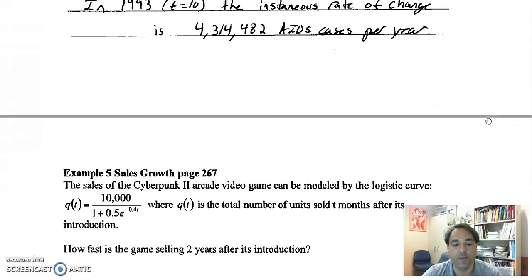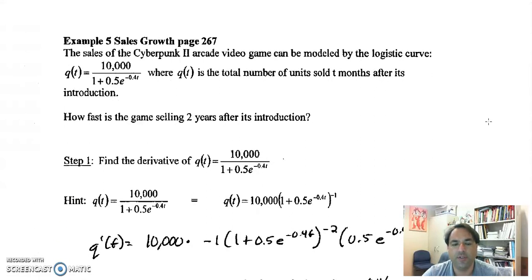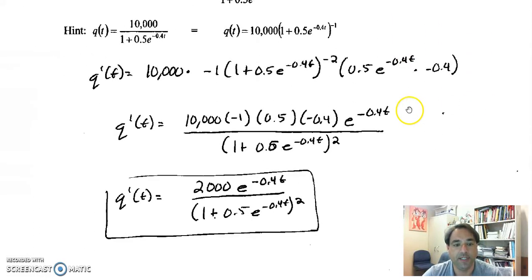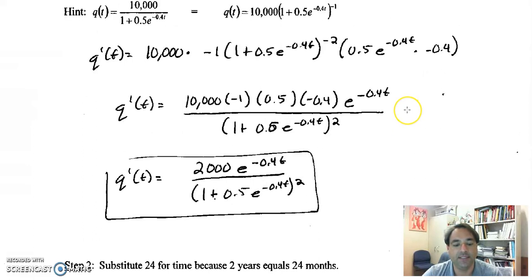In the next example, a little more complicated of an equation. The sales of Cyberpunk 2 arcade video game can be modeled by the logistic curve Q of t equals 10,000 over 1 plus 0.5 e to the negative 0.4 t, where Q of t is the total number of units sold t months after its introduction. How fast is it selling, let's say, 2 years later? So in this case, 2 years, we can plug in for 24 months.